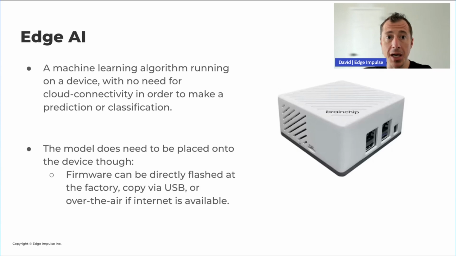Now, the model does need to get onto the device somehow, and that could be via a flashing process at the factory, simply placing a model onto a USB stick and copying it to the device, or if there is internet access, then the model could be downloaded from the cloud. But ultimately, once that model is on the device, no matter how it got there, the connection or connectivity back to the internet is not required for it to run inference.